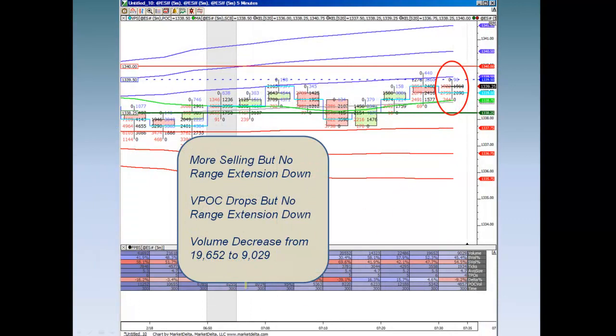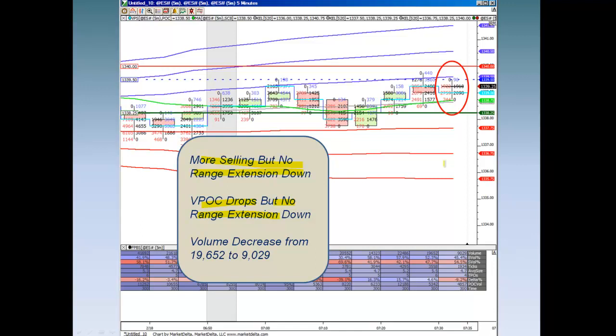Alright, here comes the next bar. And what we see is more selling, but no range extension down. The volume POC also drops, but we also do not see a range extension down. These two signs here are very bullish. Even though we're getting some selling, we're not getting any range extension down. What does that tell us? It tells us that every time the sellers throw something at the market, the buyers are right there to pick it up at the bid. They think it's a bargain.